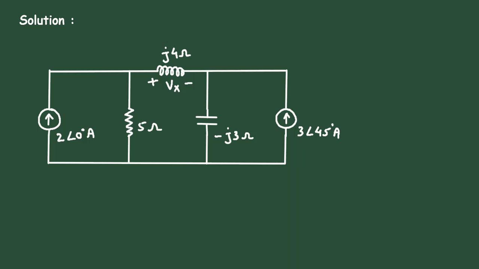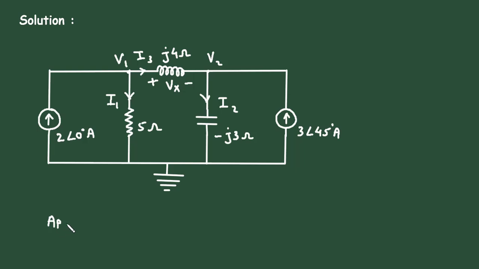Now, let's assume this as the reference node. So, let's say this is a reference node or ground node. Let's say this is current I1 and this is current I2 and this is current I3. Let's assume this as node V1 and this as node V2. So, first of all, we will apply KCL at node V1.